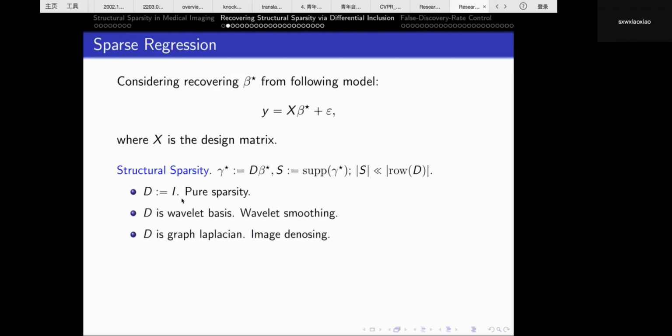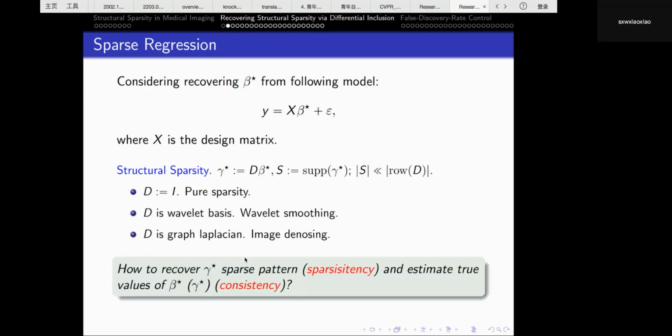For instance, when D equals the identity matrix, it is the pure sparsity problem. And when the columns of D form the wavelet basis, the problem corresponds to the wavelet smoothing problem. And D can also denote the total variation matrix in image denoising. And other choices of D not included here contain trend filtering, change point detection, and so on.